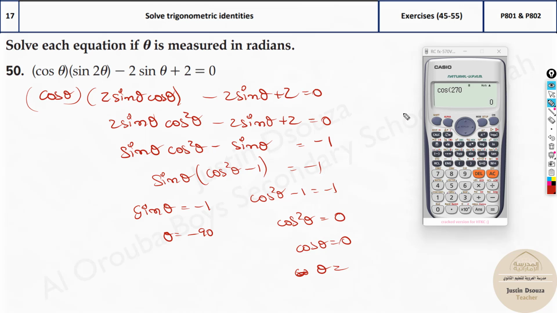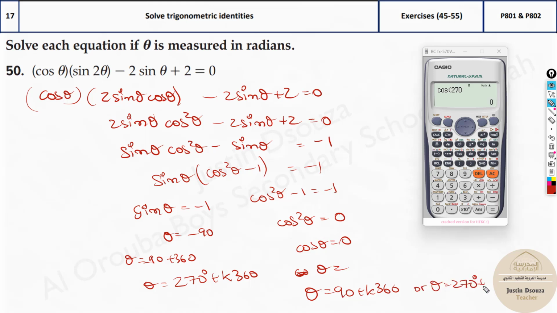Now that 270 degrees is a common answer over here. What is the coterminal angle? Theta is equal to minus 90 plus 360, that is theta is equal to 270 degrees. Here also we got 270 plus k into 360. And here we got two answers: theta is 90 plus k into 360, or theta is equal to 270 degrees plus 360k. So you just write the common one once. So these are the two answers.